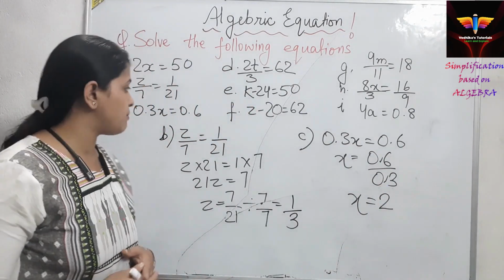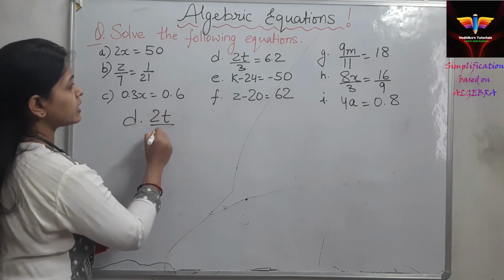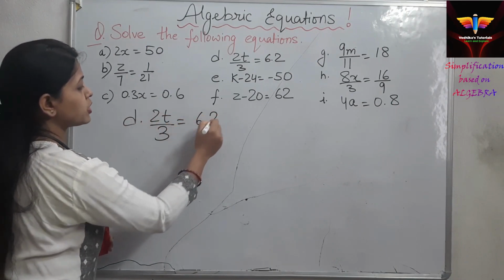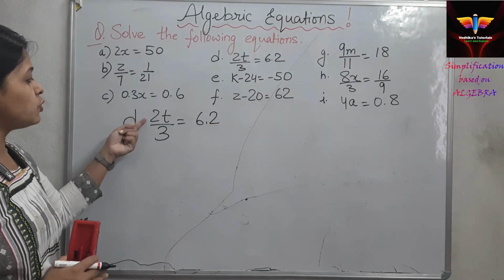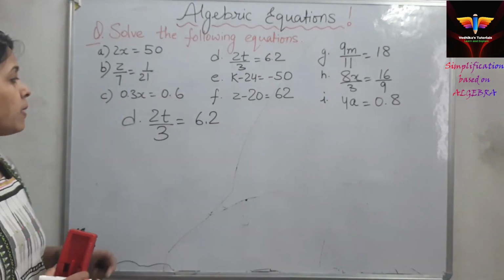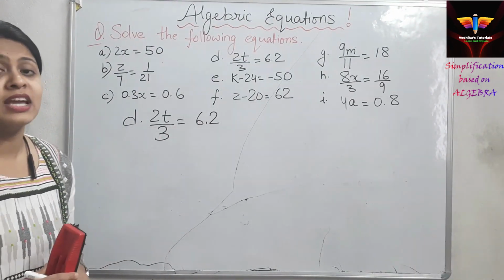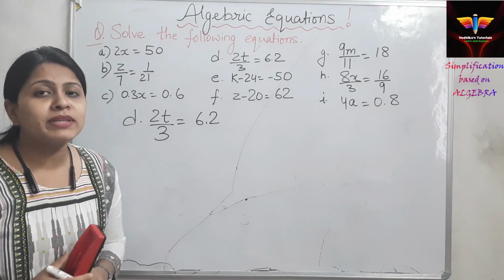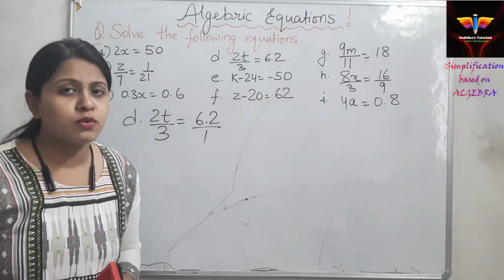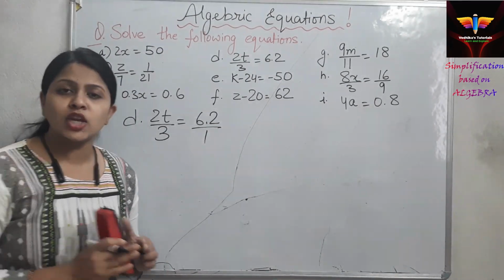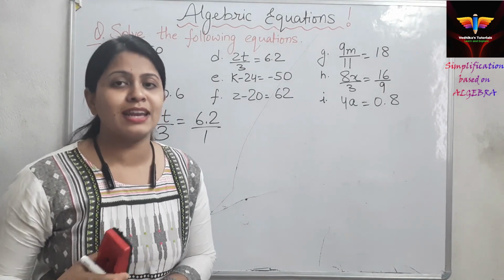Now let's see question number D. 2t divided by 3 is equal to 6.2. This is our question. So in the numerator here is 2t and in the denominator 3. But on this side there is only 6.2 written. So what will be the denominator? The denominator is 1, which is understood. If there is nothing on the denominator side, we have to understand that 1 is hidden there.